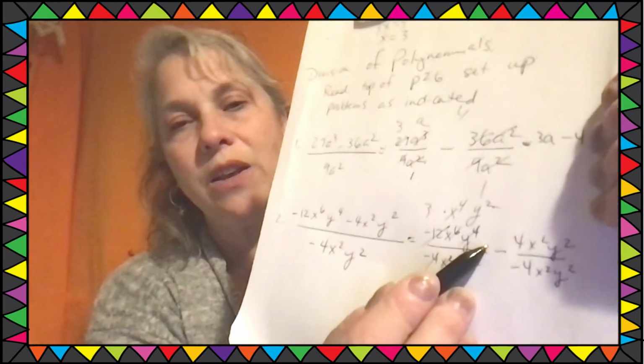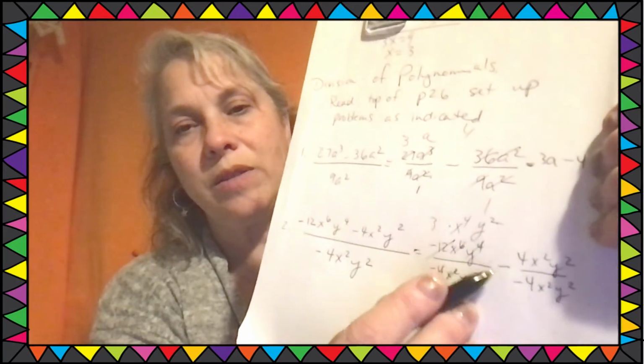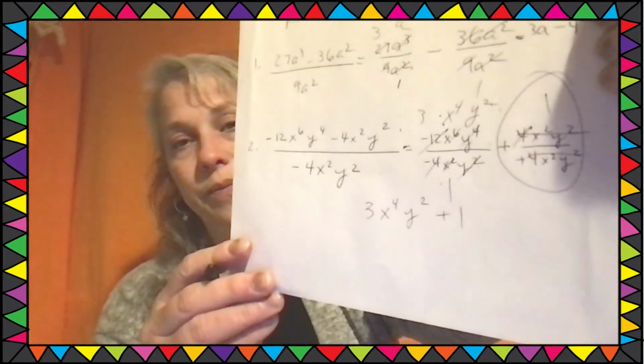Now I have a negative and a negative, so that means this fraction turns to positive. So 4 over 4, and then it's just 1. So it's not just 3x to the 4th y squared, but it's plus 1. You got to remember this fraction right here is 1. So my final answer is 3x to the fourth y squared plus 1. And that's it for that one.